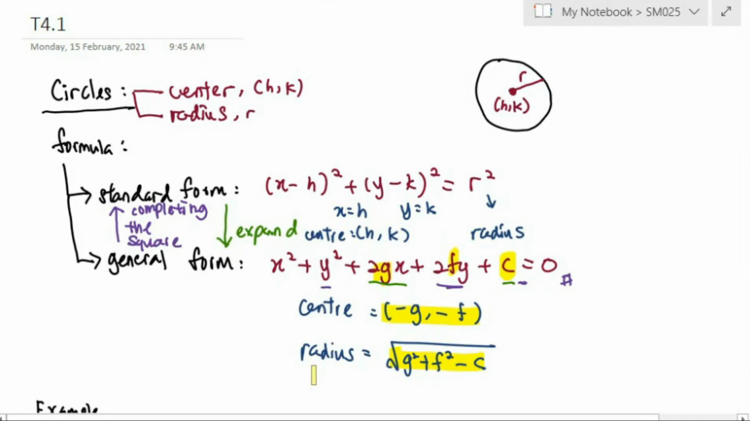So that is basically your circles, your keywords. The important thing here: for circles, everything cannot run out of this key point. Where is your center and what is your radius? When you're completing the square, you put back the X terms in a bracket, put back the Y terms in a bracket, and then put the constant to the right hand side. That will be your standard form. So this will be your introduction to circles and the important things here.